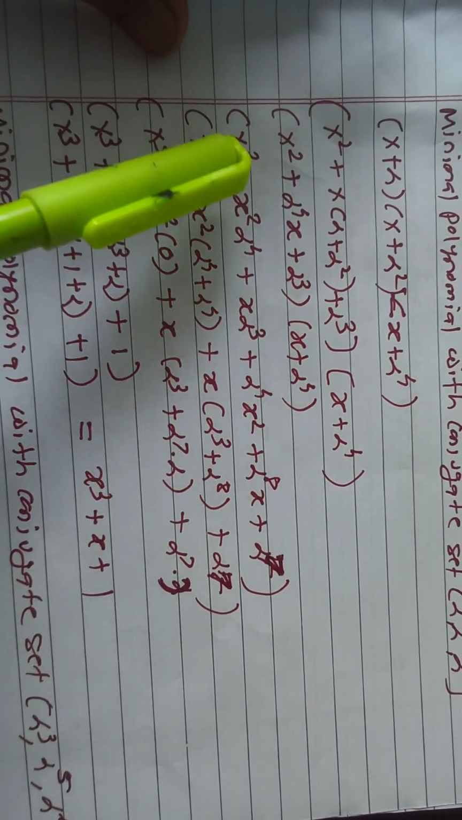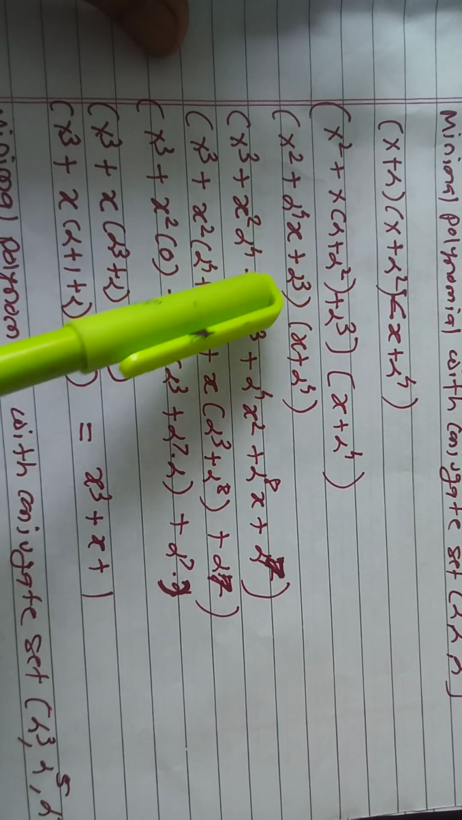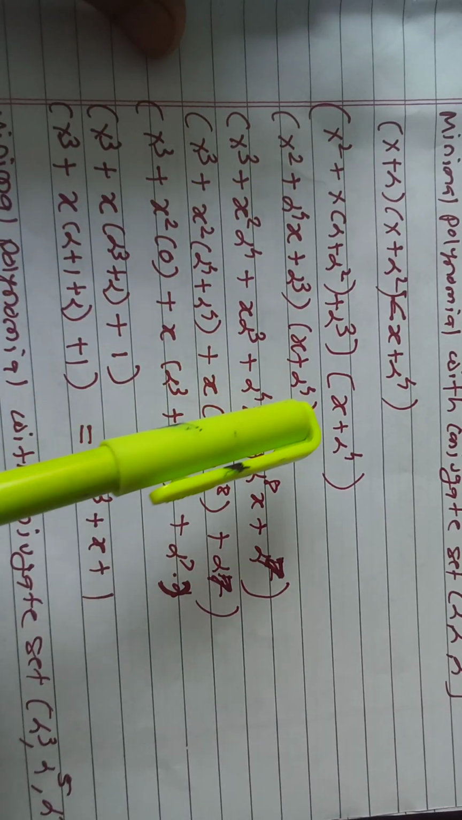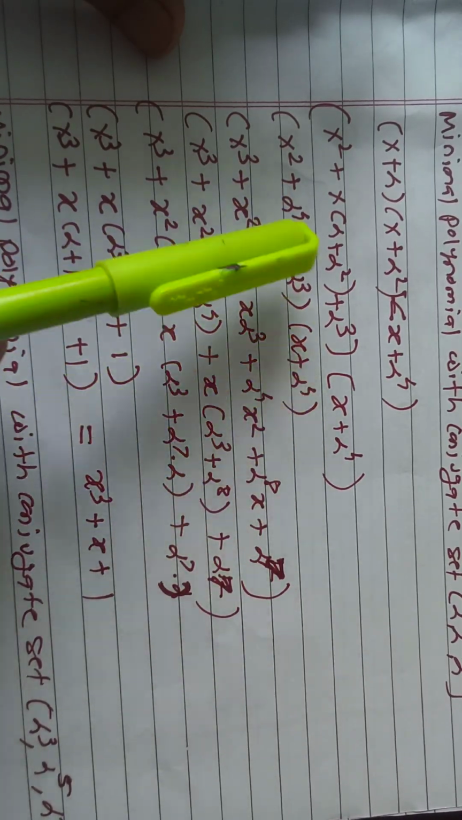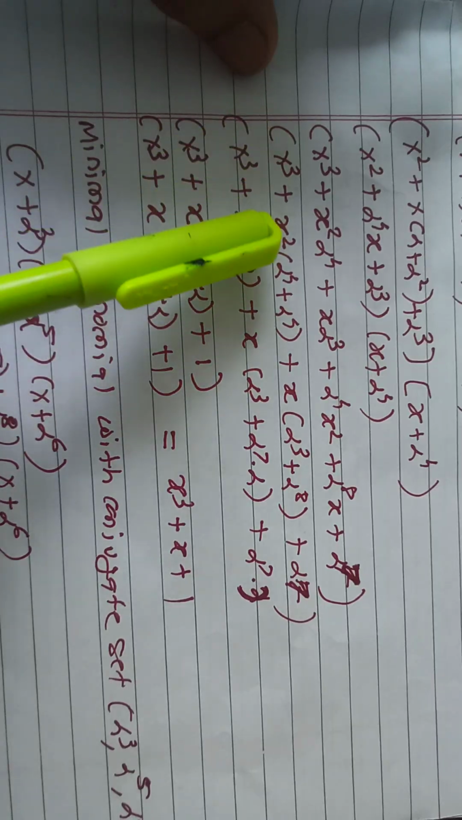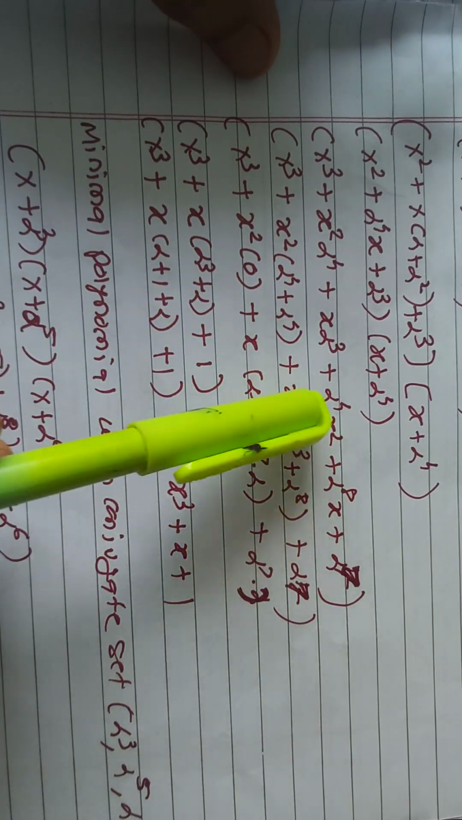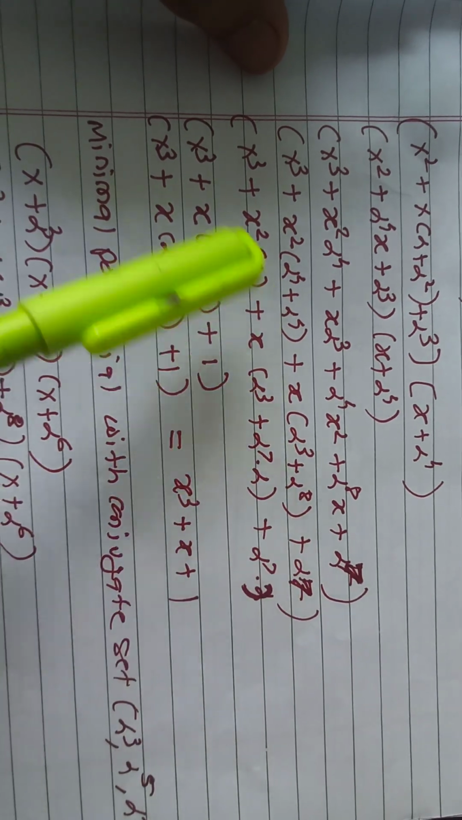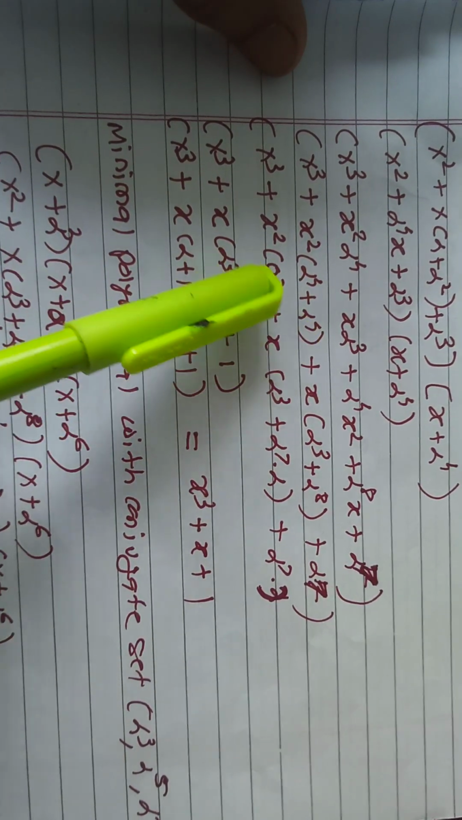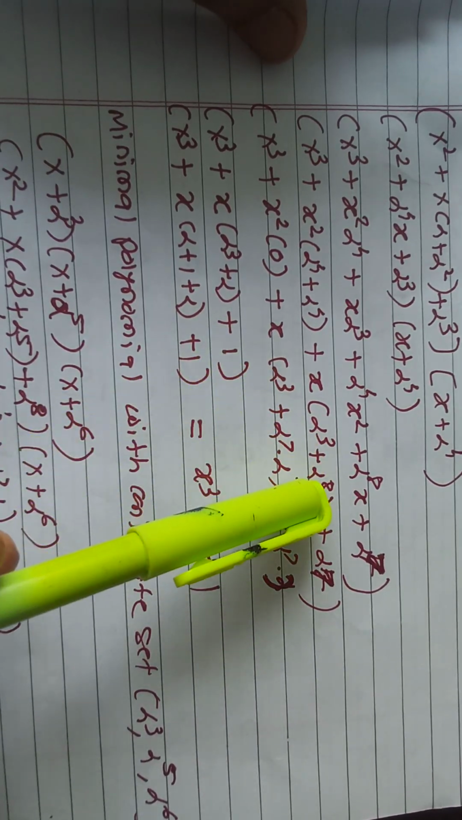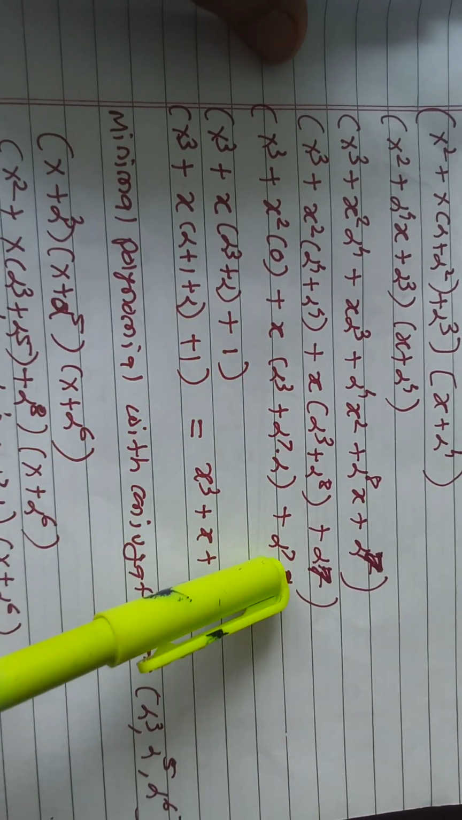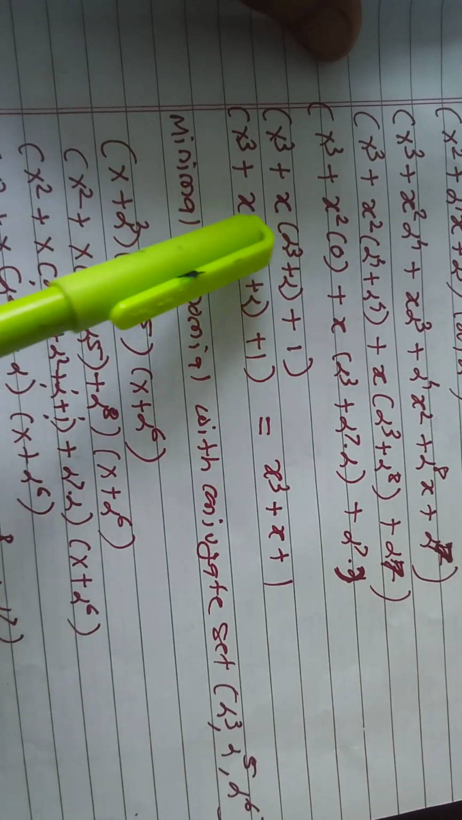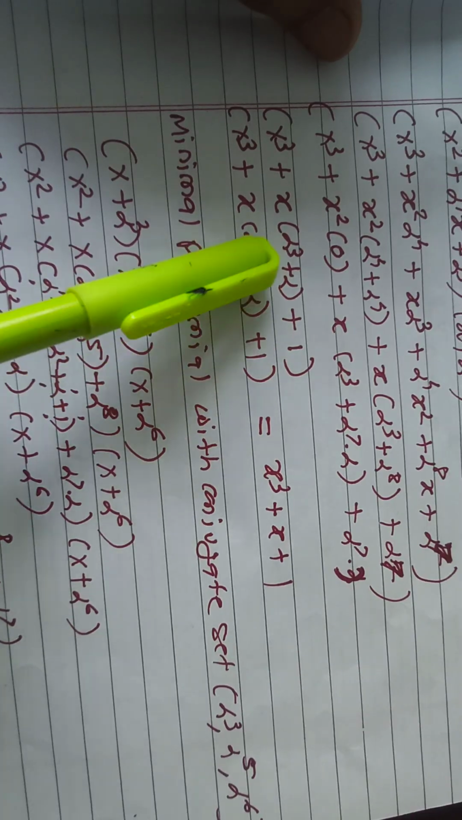Again you have to multiply with x. So x cube plus x square plus x, then alpha raised to 4 x square, alpha raised to 8 x, alpha raised to 7. After that, x square is alpha 4 plus alpha 4, which is 0. X is alpha cube plus alpha 8, and alpha 8 is alpha 7 into alpha, alpha 7 is equal to 1, so alpha 8 is alpha. Alpha cube is alpha plus 1, so alpha gets cancelled out.